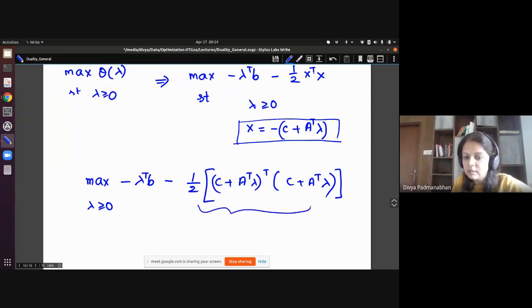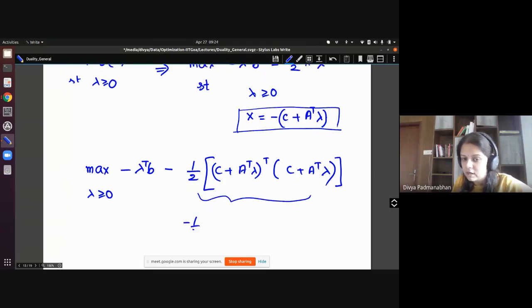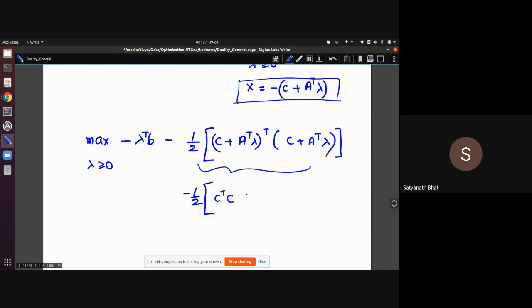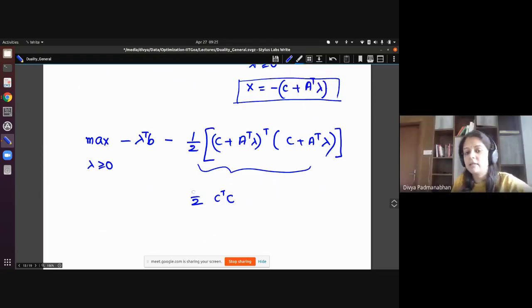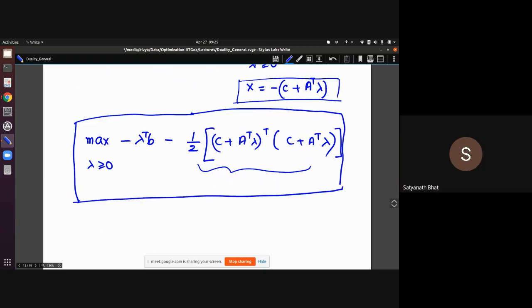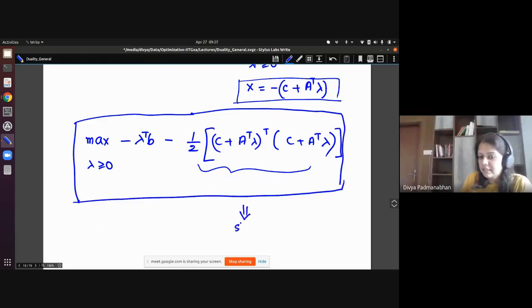So this in turn becomes minus half, and if I expand this I will get c transpose c and so on. You can simplify it further. This is precisely the SVM thing, which is why I wanted you to do it once. We will see a special case in ML. This is what shows up in SVM.